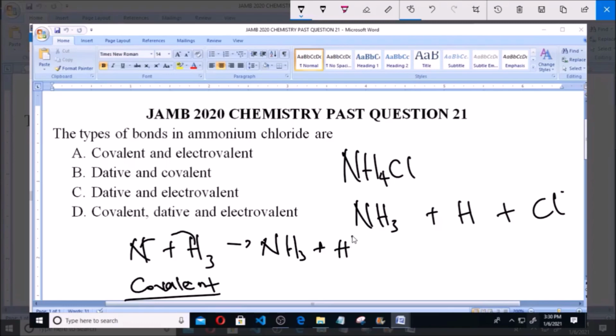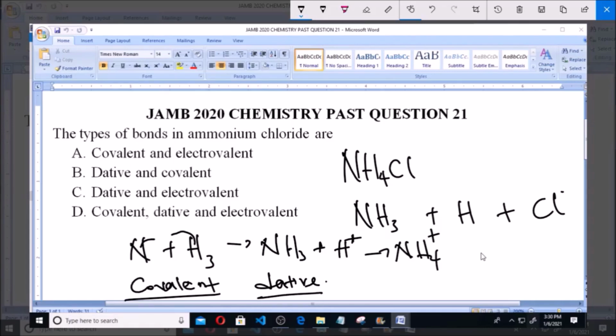Now ammonia, when formed, will combine with one atom of hydrogen to form what we call ammonium, NH4+. The type of bond between ammonia and this hydrogen atom to form ammonium is called dative bond. This is because, unlike the covalent bond, only the ammonia donates electrons to be shared, and we call it a lone pair. The hydrogen involved here does not donate any electron, so it is a dative bond.